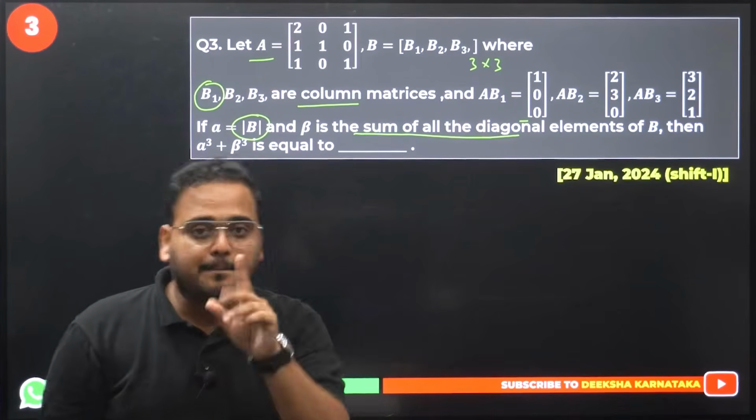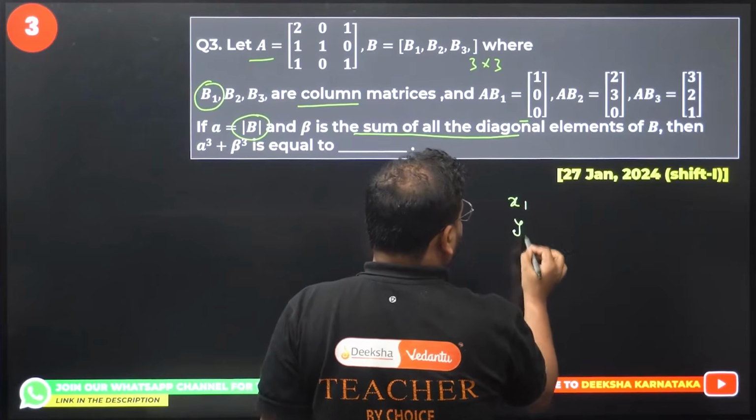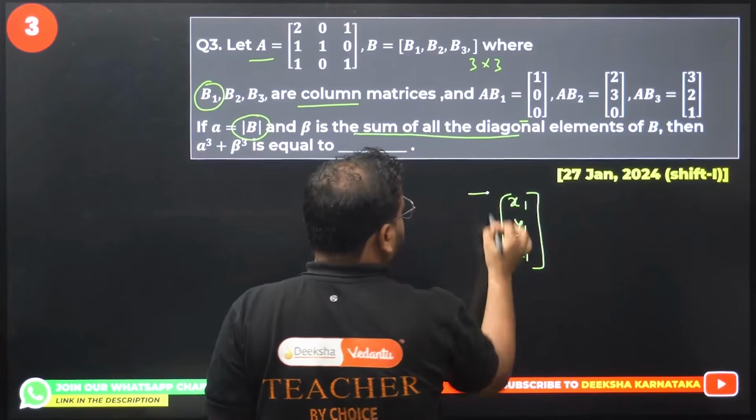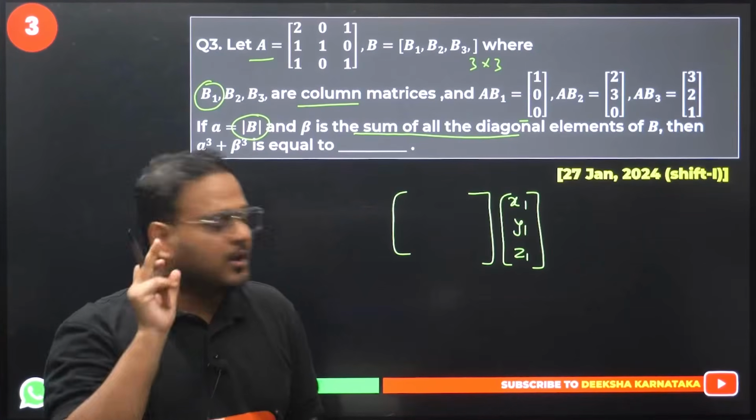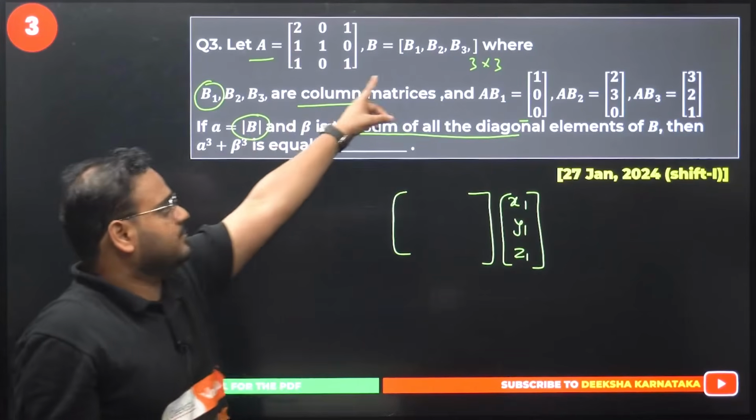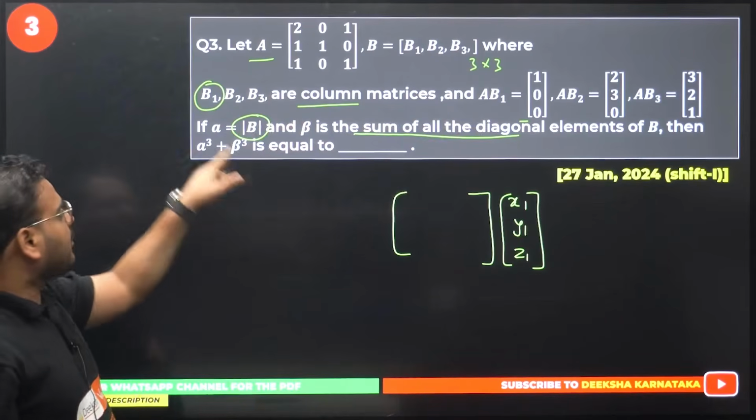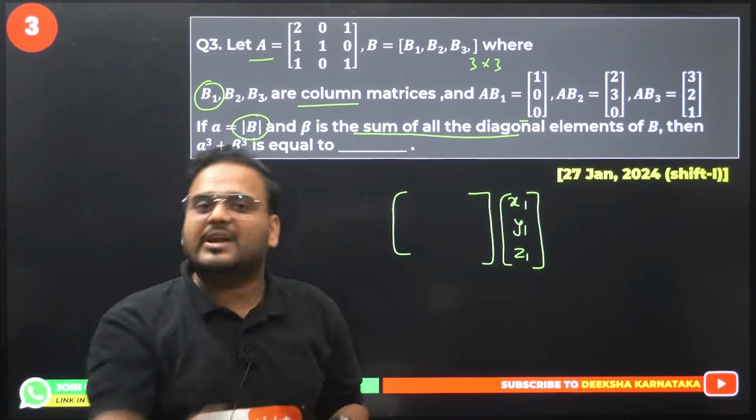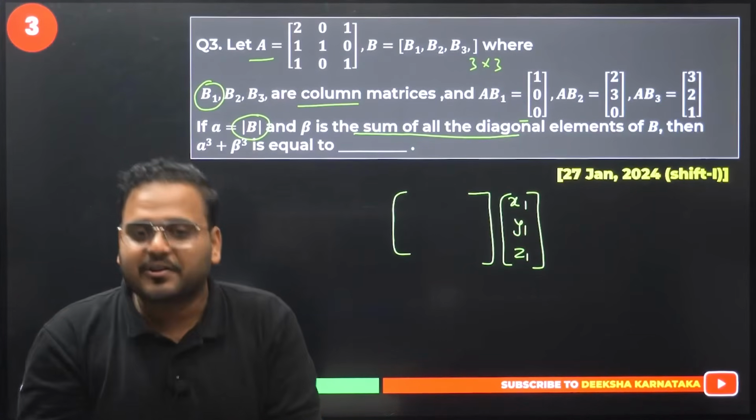How to find the B1 matrix. So let me assume B1 as X1, Y1 and Z1. This is my B1 matrix. We have to find the matrix B, the 3 cross 3 matrix. For that you have to find B1, B2, B3. Then only you can find the determinant of B, and the same way the sum of the diagonal elements of the matrix B. So basically your ultimate goal is to find the matrix B.